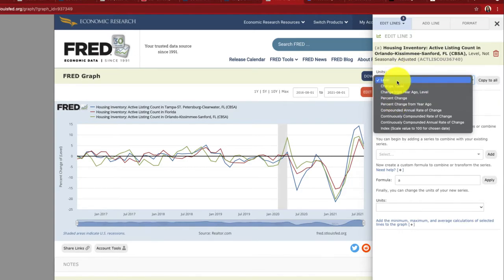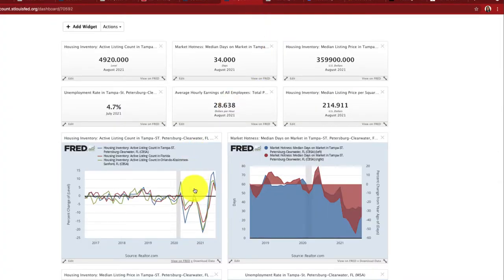So because I clicked level, it was going to automatically do percent change as well. And I'll show you how to do this inside the dashboard too. But let's jump back here and look at the next one. Next one is market hotness. So median days on market. Now this is a really great gauge to understand, is it a seller's or a buyer's market?